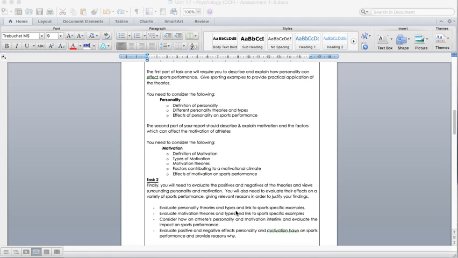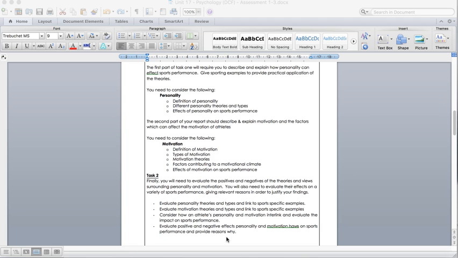So evaluate personality theories and types and link to sports-specific examples. Evaluate motivational theories and types and link to sports-specific examples. Consider how athletes' personality and motivation interlink and evaluate the impact on sports performance, and evaluate the positive and negative effects of personality and motivation on sports performance.